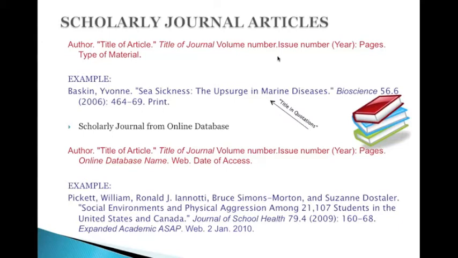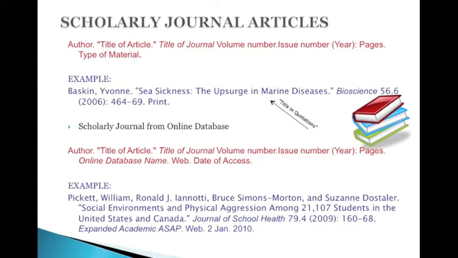For an example, we have included the author's last name, first name, Baskin Yvonne, the title of her article in quotations, and the title of the specific journal in italics, the same way we will include the title of the magazine or the title of a book in italics. After the title of the journal is included, the volume number and the issue number are placed directly after that. The year the journal was published is included in parentheses, the pages that were used, and then the type of material.